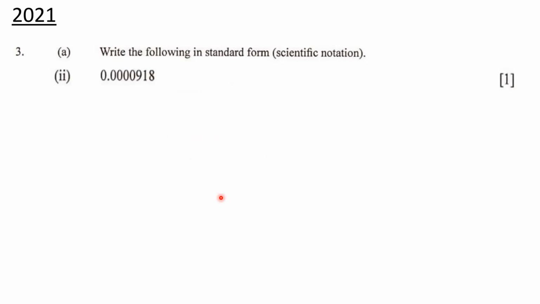Next up, we have 0.00000918, and we have to figure out what this number is in scientific notation or standard form. What we need to do is move the decimal point over to the right-hand side. And so we have 1, 2, 3, 4, 5, right?